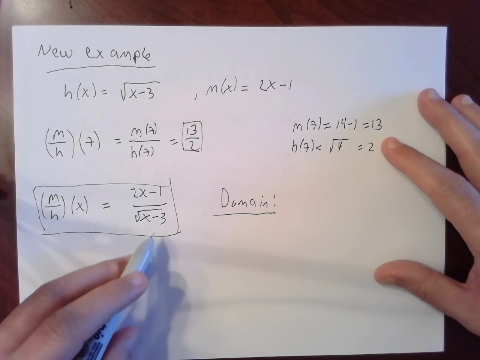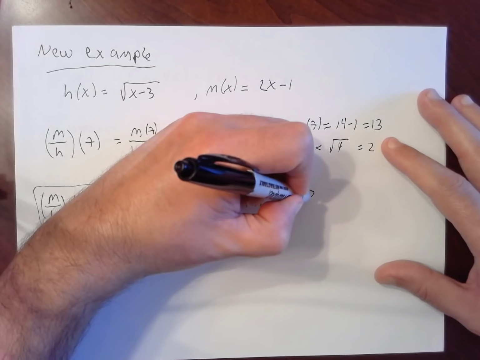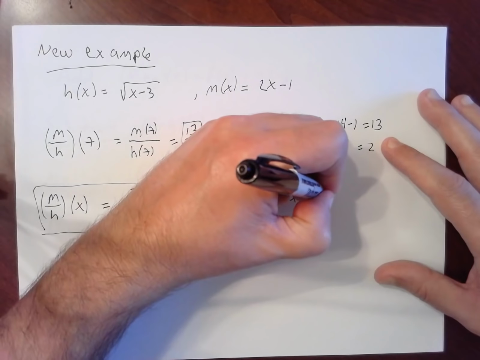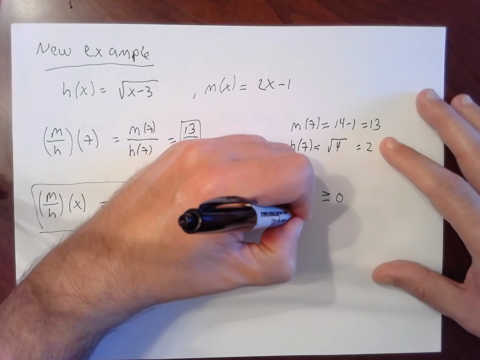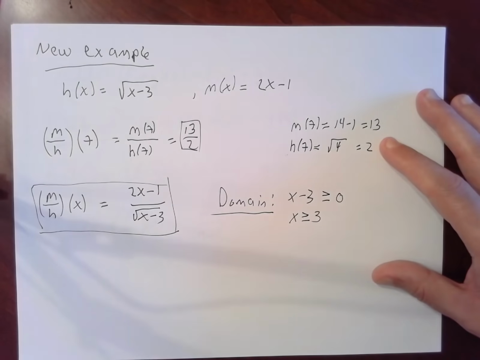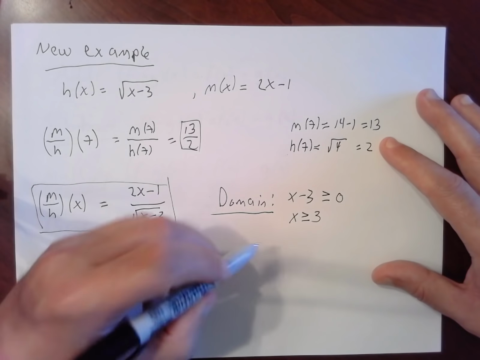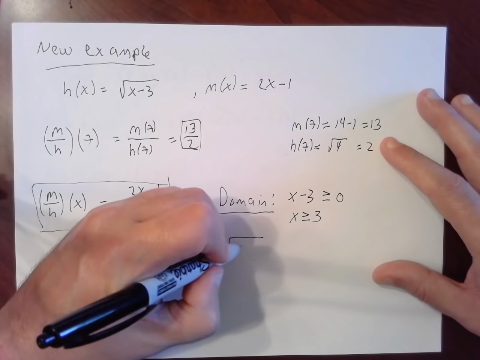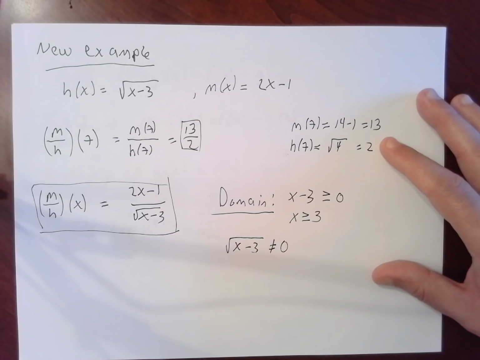Okay, can't take a square root of a negative. So the inside of that square root has to be greater than or equal to 0. So x has to be greater than or equal to 3. But you're also not allowed to divide by 0. So the entire bottom is not allowed to be 0.